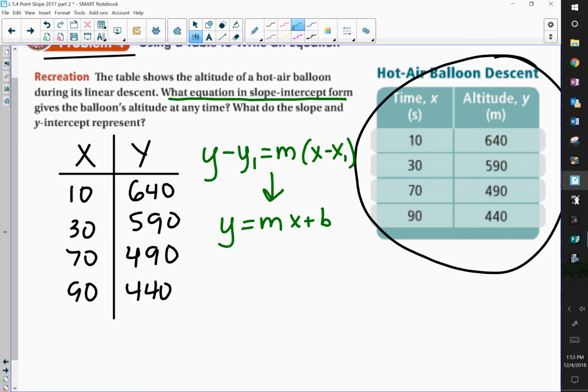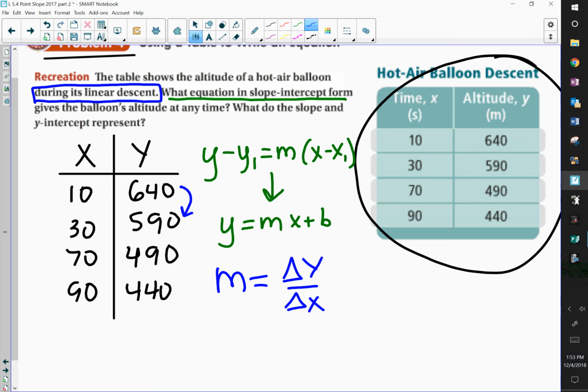So when you're given a table of values like this, you can find the slope by finding the change in the y over the change in the x. Now you can assume that this is linear because it says during its linear descent right in the problem. So all I have to do is look at the change in the y in the first set of values, to go from 640 to 590. That's a change of 50 and it's going down, so it's minus 50. And the change in the x from 10 to 30, that's a change of 20. It's going up 20. So the rate of change, or the slope, is negative 50 over 20, which can be reduced to negative 5 over 2.